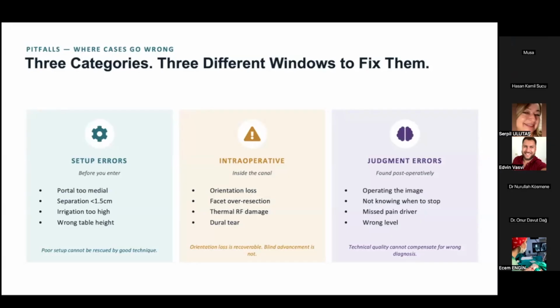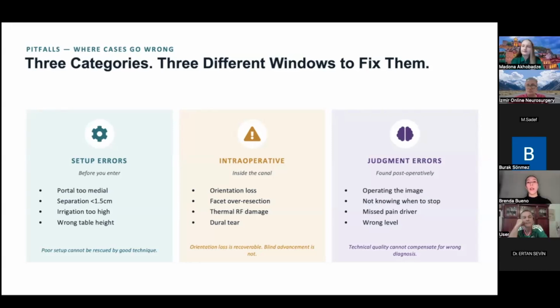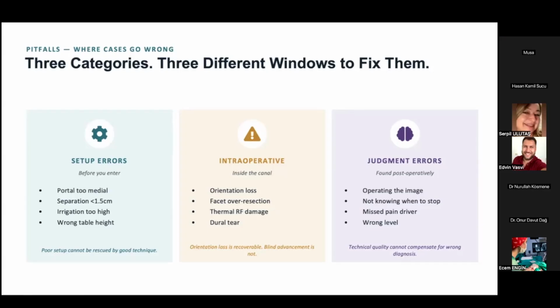So reorient and then continue your surgery. If you don't know where you are or don't see it, don't continue the surgery, because you can have really severe complications. Of course, facet over-resection: like I said before, you plan before, make your measures, and don't be afraid to do enough bone work.